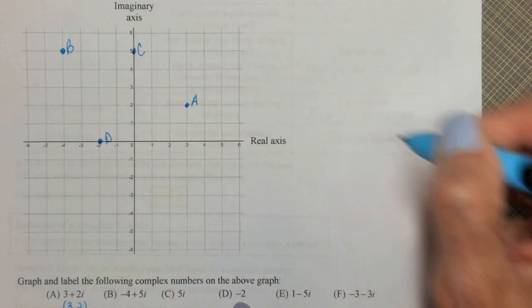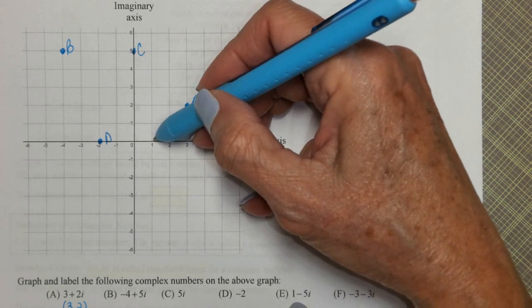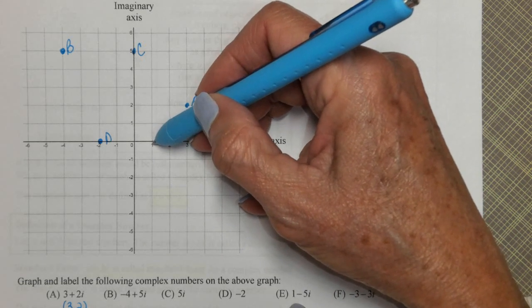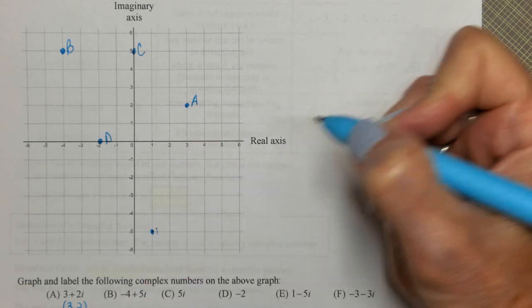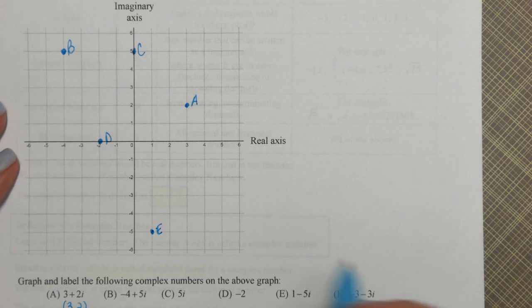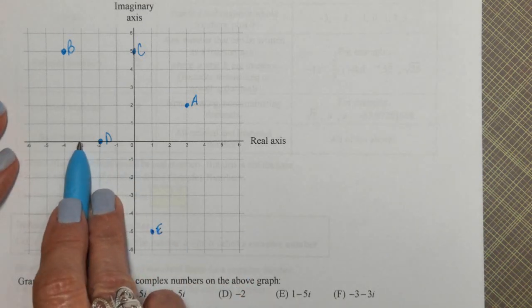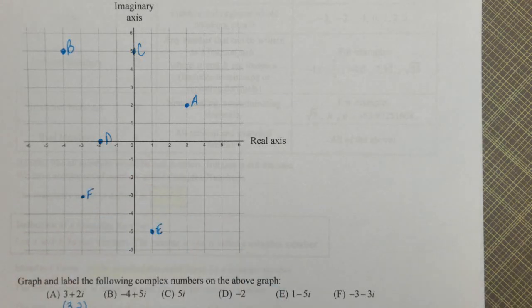That would be D. 1 minus 5i is 1 on the real axis and negative 5 on the imaginary. So that is E. And then negative 3 minus 3i is negative 3 on the real, negative 3 on the imaginary, and that is how you graph complex numbers. Easy peasy. Okay, so that's our little notes on complex numbers.